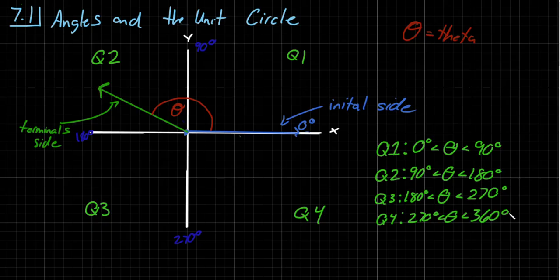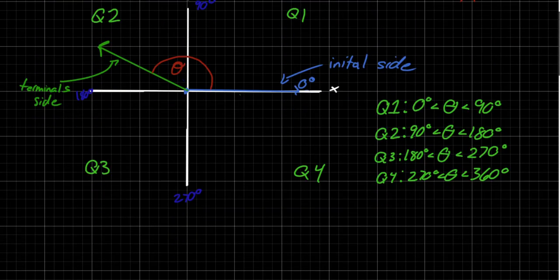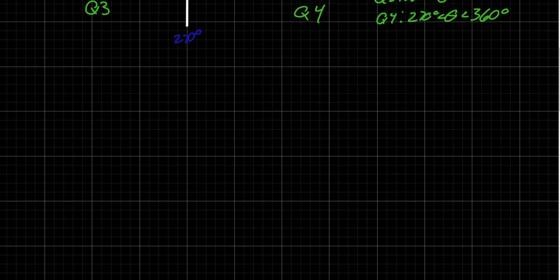Okay, what about 120 degrees? Still 2. Okay, I want you to sketch it now. Sketch me a coordinate plane where my terminal side ends and we make a 120 degree angle.